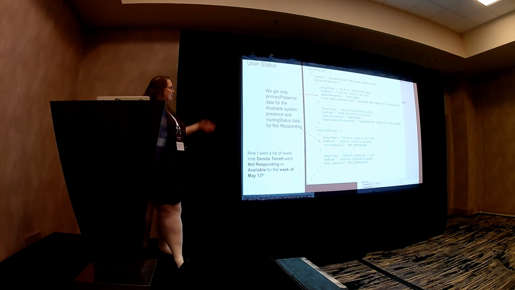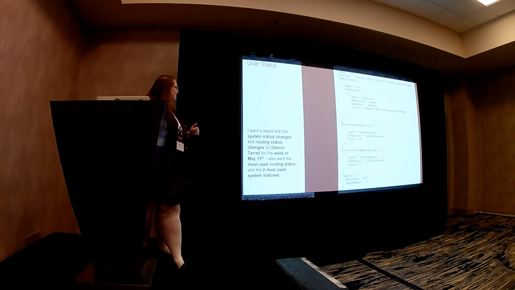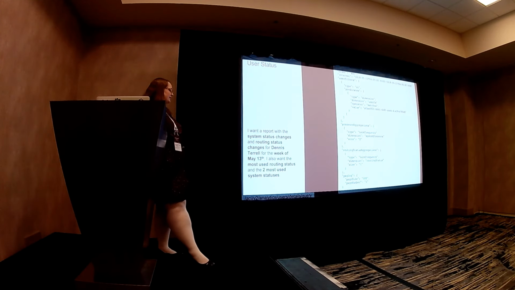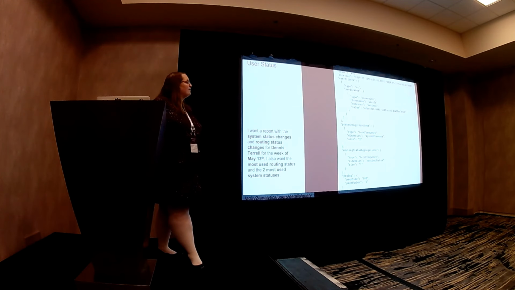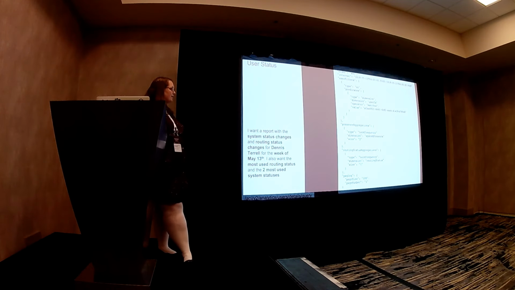Okay, so then with that last one, we see we get our 2 detailed lists and we only get available and not responding. But now I want to see the most used routing status and the 2 most used system statuses. So then we can do a presence aggregation on the system presence, and we use the term frequency type, and we send in size 2, and that means tell me the top 2 system presences. We could also send in a routing status aggregation with term frequency, the routing status of 1, and that means the most used routing status.